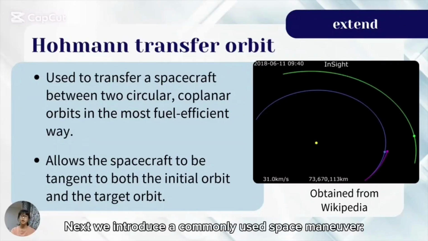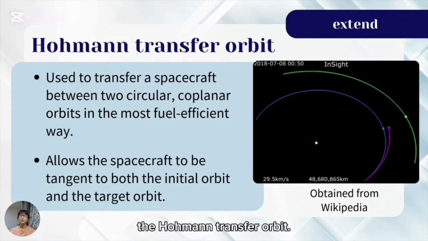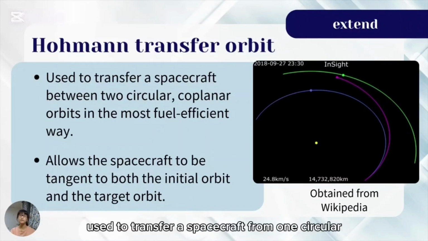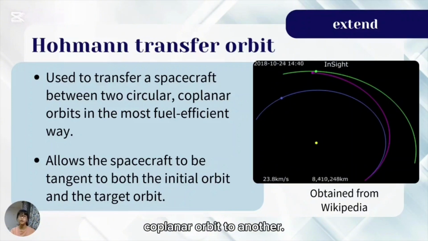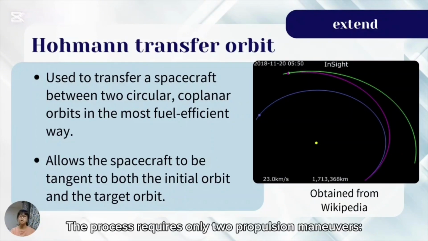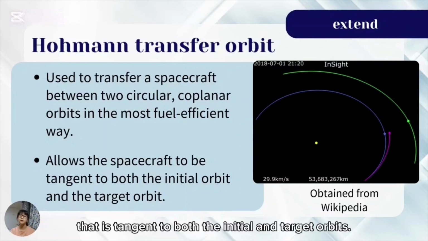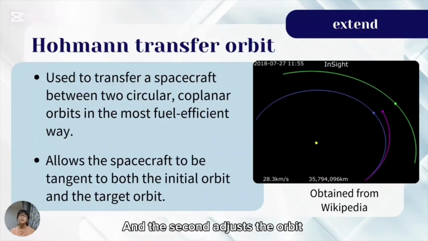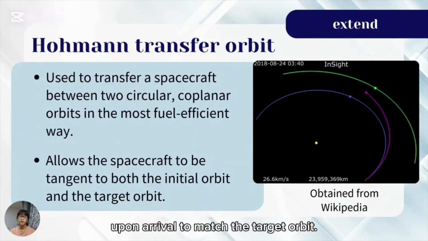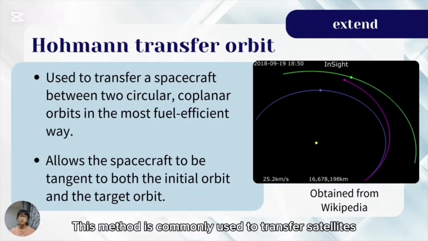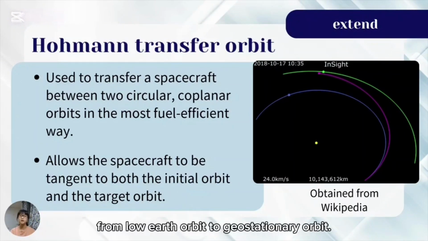Next, we introduce a commonly used space maneuver, the Hohmann transfer orbit. The Hohmann transfer is the most fuel-efficient orbital maneuver, used to transfer a spacecraft from one circular coplanar orbit to another. The process requires only 2 propulsion maneuvers. The first propels the spacecraft into an elliptical transfer orbit that is tangent to both the initial and target orbits, and the second adjusts the orbit upon arrival to match the target orbit. This method is commonly used to transfer satellites from low Earth orbit to geostationary orbit.